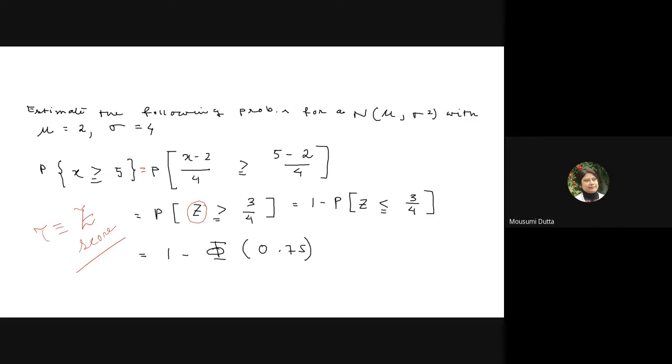So probability z greater than or equal to 3 by 4 means you have to calculate 1 minus probability z less than or equal to 3 by 4. That means you need to calculate 1 minus capital phi of 0.75. Now this value you will get from the statistical table.